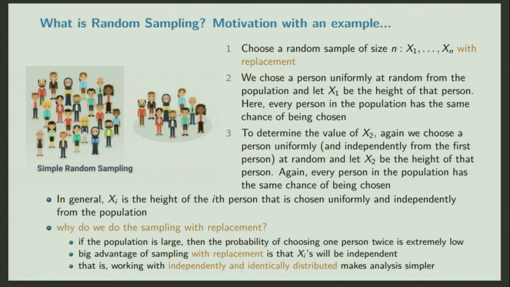Okay, so this is what we are going to do. We will pick one guy and assume as if that person is sent back, and then we pick another one, and so on, and then we will have this sample of size n. And since it's about height, from this sample we may estimate the average height of the population. That is what real life is.